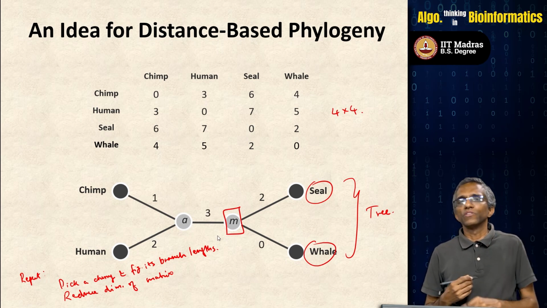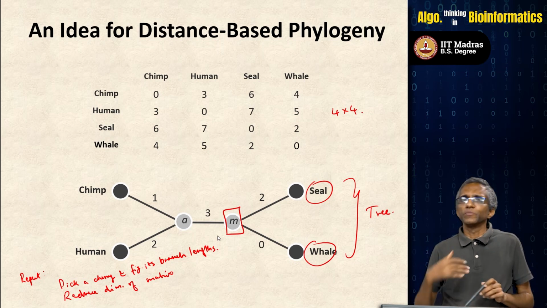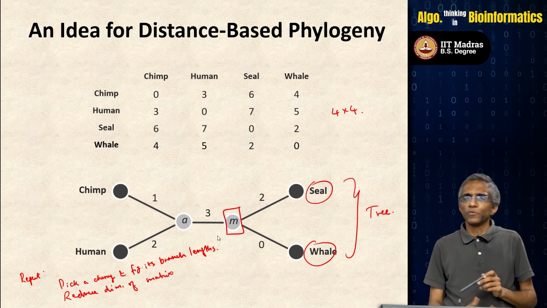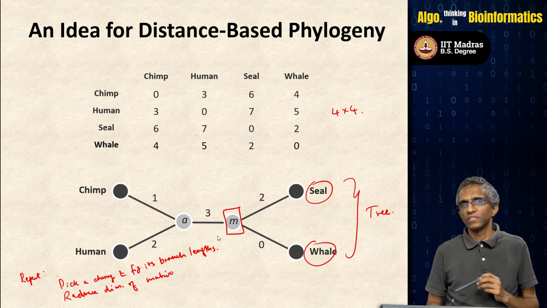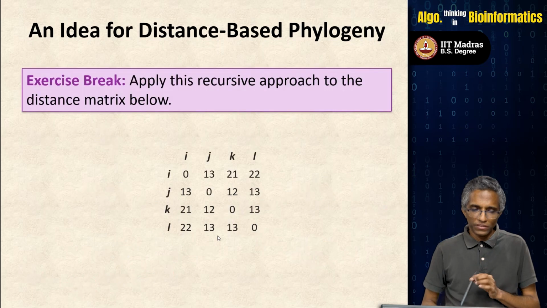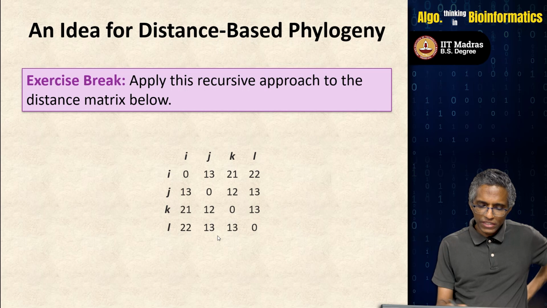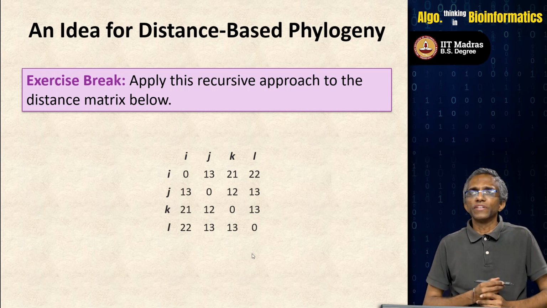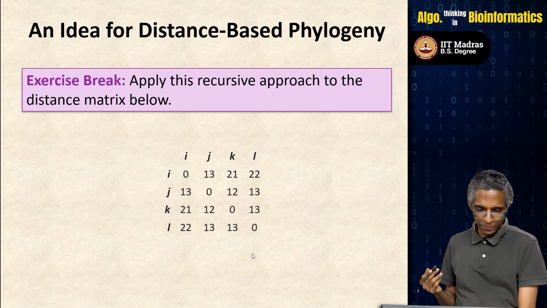You can continuously recurse on it, even if it is not 4 species, but hundreds of species, this program would still work as long as you pick a cherry correctly. The cherry that you pick is correct every time. Okay. So, that we still have to formally show or see if there is any issue with that. And we would like to understand how it will work for a distance matrix like this. So, this is an exercise break. Let us just go ahead and apply this.